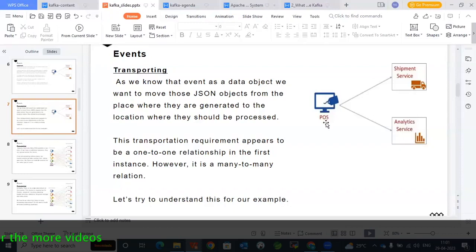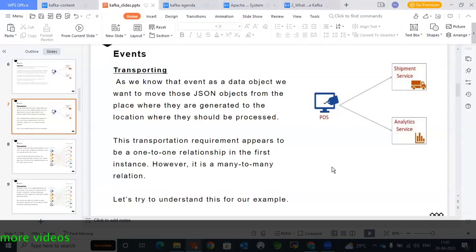So when we think about this POS, it is one POS which needs to send the invoice to many services. So this is one to many, if you look from the one POS point of view. However, from the shipment service point of view, the shipment service will get the invoice from many POS, and the analytics service will get the invoice from many POS.